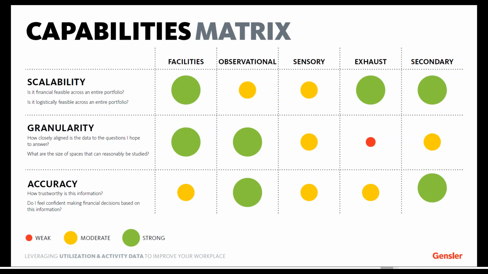Granularity is how closely aligned the data is to the questions that I hope to answer. Similarly, exhaust data around how much people use a Wi-Fi network might be great information, but it won't tell you the answer to a more specific question you hope to answer that something like a survey can get very accurate on. And speaking of accuracy, the last lens that we often put this through is how trustworthy is this information? You'll ultimately be making capital decisions or operational decisions based on this data that you collect. And do you feel confident in that being the backbone of it?